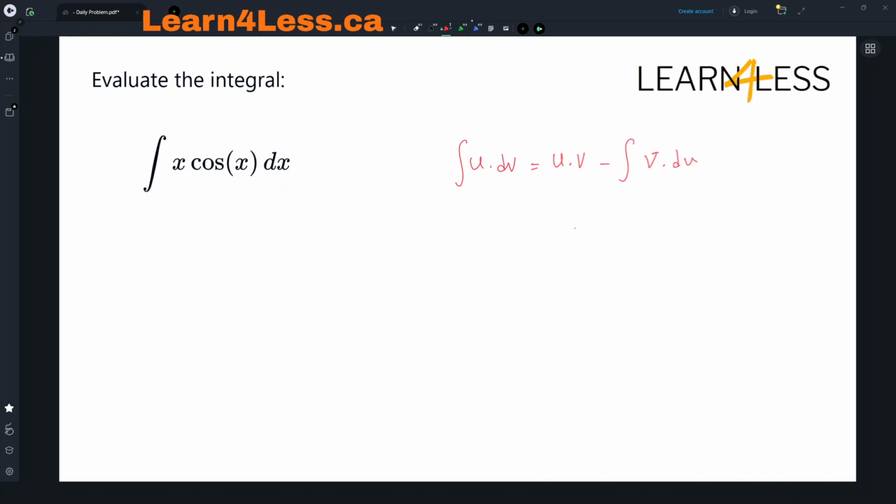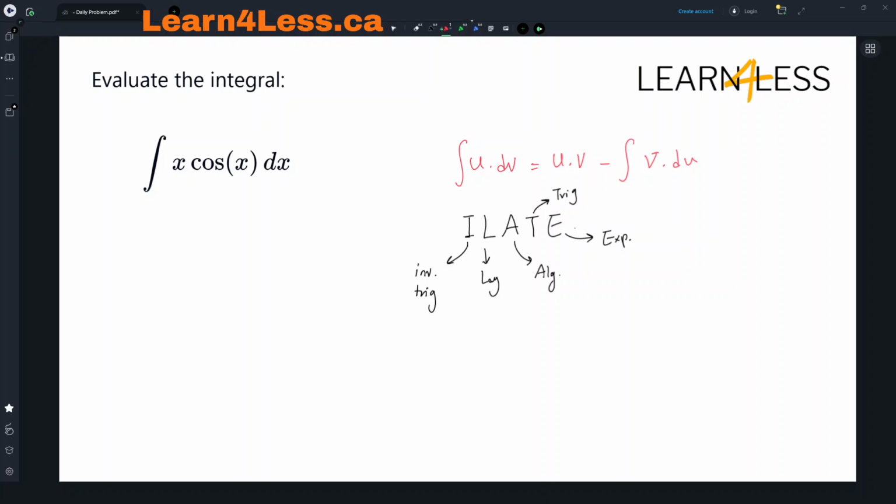If you don't have any clue where to start, I mean how to choose one, and you want to just guess, the best guess here would be using this mnemonic for the order of the functions in integration, which is ILATE. I stands for inverse trig functions, L stands for log functions, A stands for algebraic functions, T stands for trig functions, and E for exponential functions.